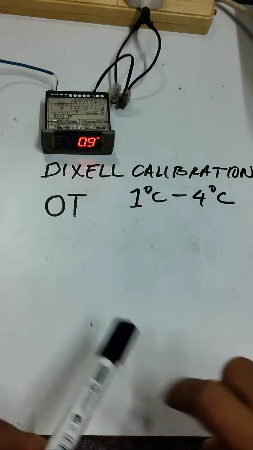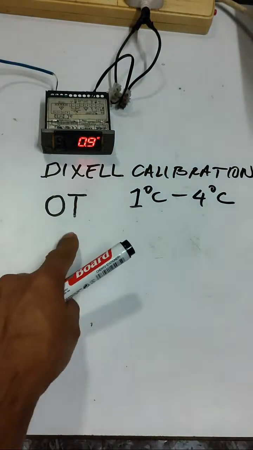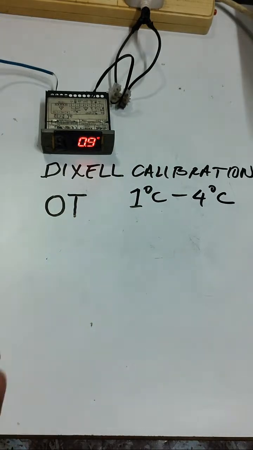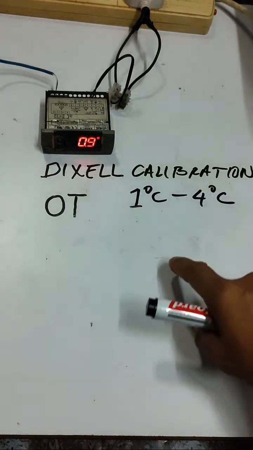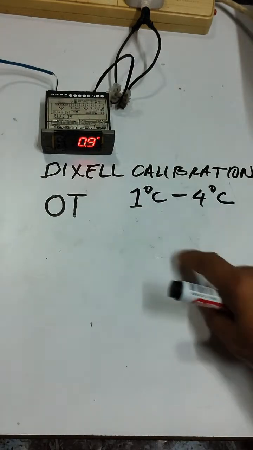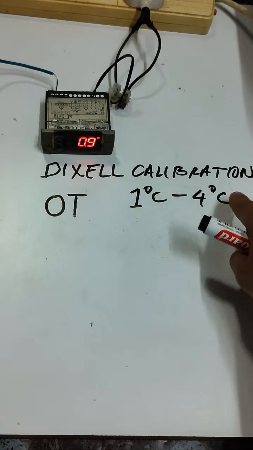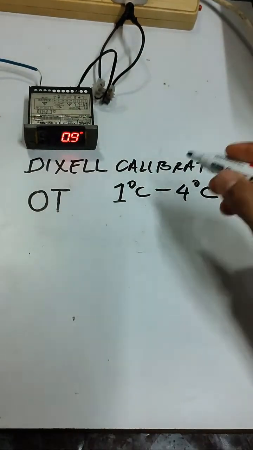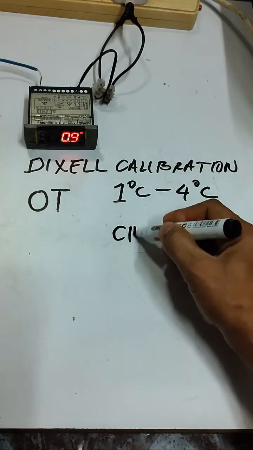So it's very important to do OT, the room sensor calibration, when the set point is 1 to 4 degrees Celsius, and this is for a chiller. Take note, guys. This is for a chiller.